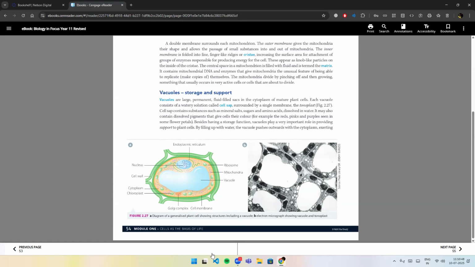Cell sap contains substances such as mineral salts, sugars, and amino acids dissolved in water. It may also contain dissolved pigments that give color to the cells, for example, reds, pinks, and purples seen in some flower petals. Besides having a storage function, vacuoles play a very important role in providing support to the plant cells.